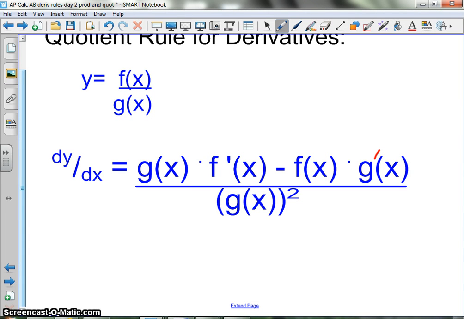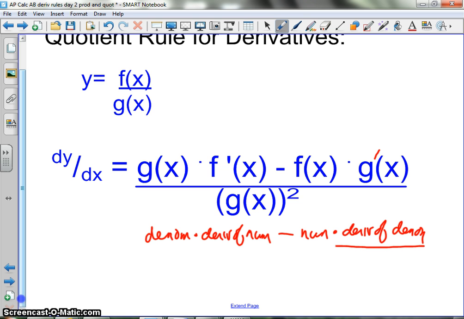Another way to think of it is the denominator times the derivative of the numerator minus the numerator times the derivative of the denominator, all divided by the denominator squared. So, bottom times the derivative of the top minus top times the derivative of the bottom, all over the bottom squared. Denominator times the derivative of the numerator minus numerator times the derivative of the denominator, all over the denominator squared. G times f prime minus f times g prime, all over g squared.